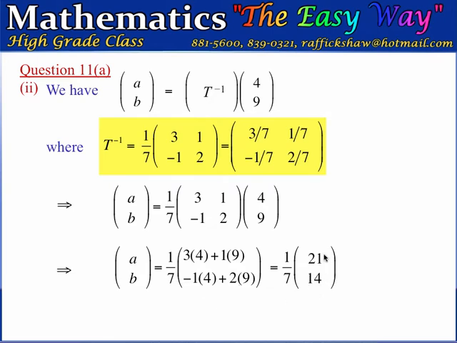And then each of these elements can be divided by 7. When we divide 21 by 7, the result is 3, and when we divide 14 by 7, the result is 2. And therefore, this matrix AB is equal to this matrix 3, 2. And therefore, A is equal to 3 and B is equal to 2. And we can show our solution line, and this is it. Our solution is A equals 3 and B equals 2. And that's the answer for that part.